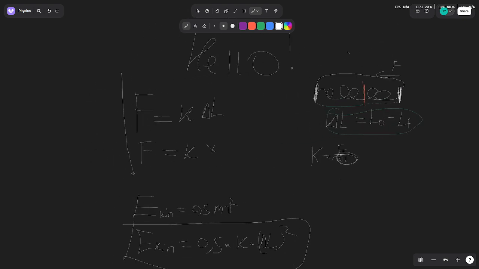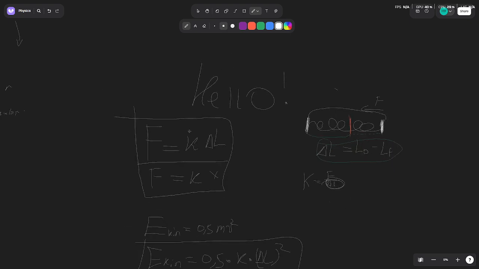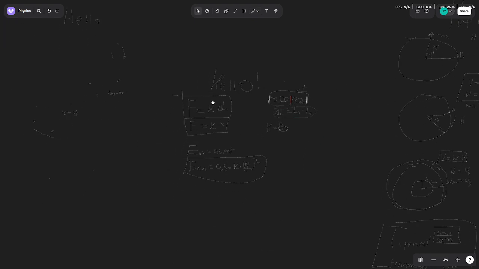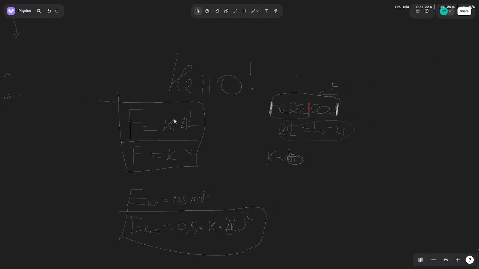Whereas the first equation, F equals K delta L, is the one you will use really a lot at a school level of physics, maybe in your engineering degree, because this is the classic, this is the kinematics, and you probably will use it. So this is a necessary part of mechanical physics. So basically, this is all you need to know about the springs.